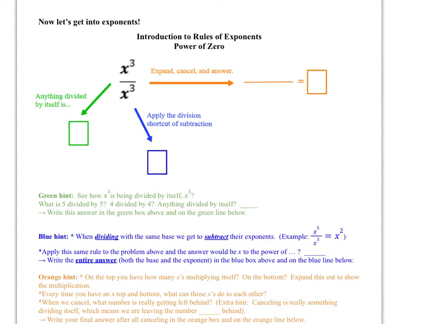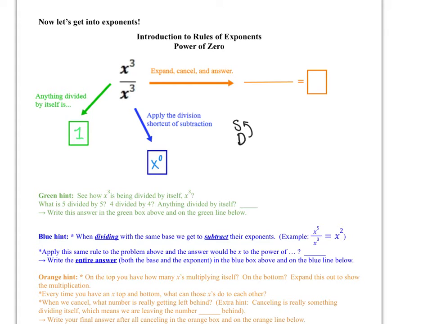So we're dividing x to the third divided by x to the third. Let's put an answer in this green box here. Anything divided by itself is 1. Now we can apply our shortcut as well, following the blue path, which says that when we're dividing, we get to take a step back and subtract the exponents. So what that means in my blue box is that my answer would be x to the 0 power, because 3 minus 3 is 0.